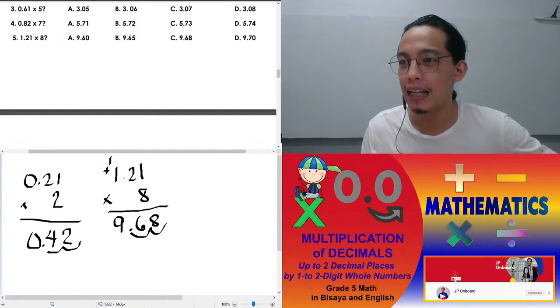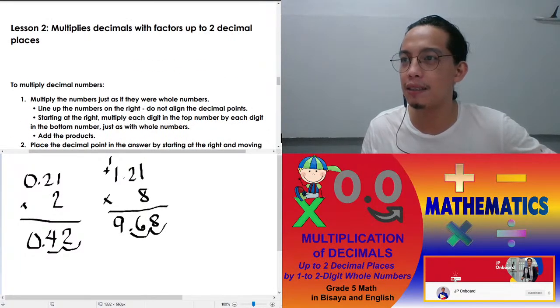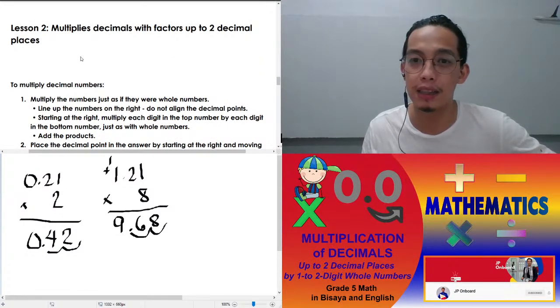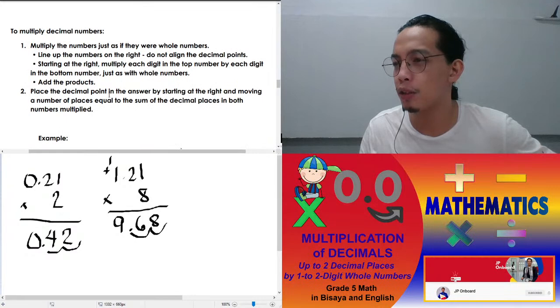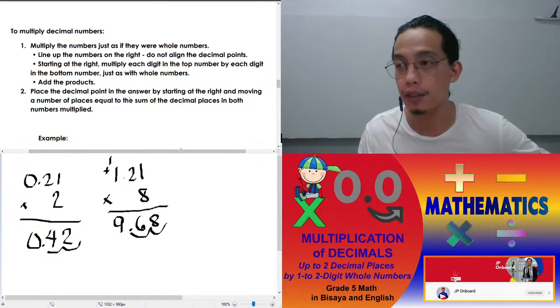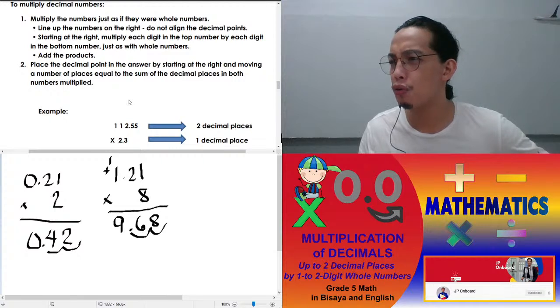Okay, let's continue. All right, so lesson 2 tells us to multiply decimals with factors up to 2 decimal places. So the factors now have 2 decimal places. It's similar. To multiply decimal numbers, multiply the numbers just as if they were whole numbers. So we did that earlier. Multiply the numbers as if they're whole numbers. Line up the numbers on the right. Do not align the decimal points.